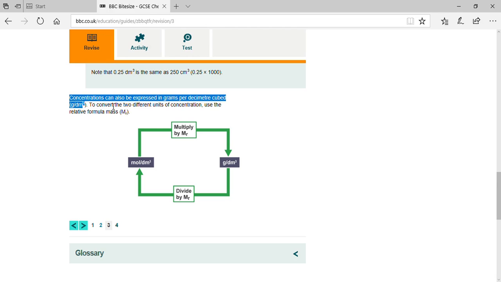To convert two quantities, here you can see that if something is given in mole per decimeter cube and you have to convert that into gram per decimeter cube, you have to multiply by Mr. And if it is given in gram per decimeter cube and you have to convert that into mole per decimeter cube, then you have to divide that by Mr. It's important. Now come to the third piece.